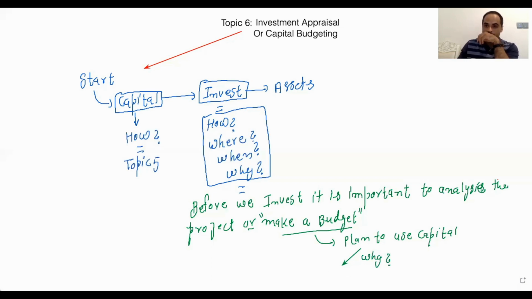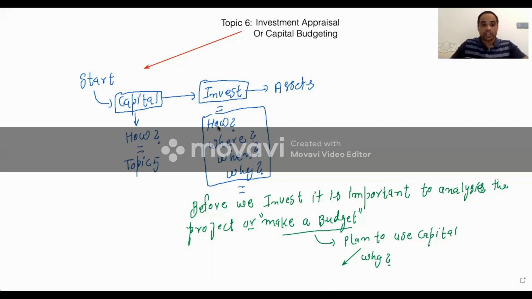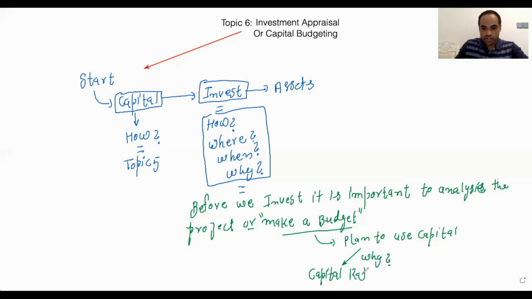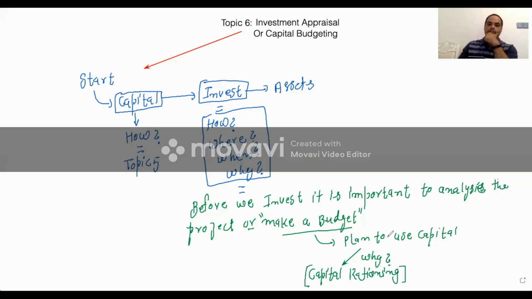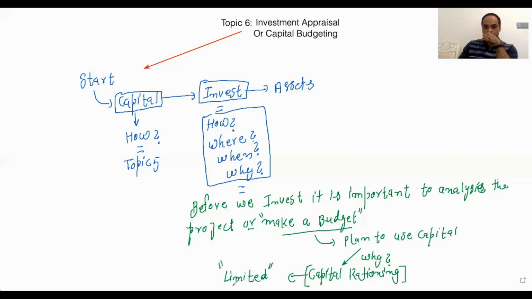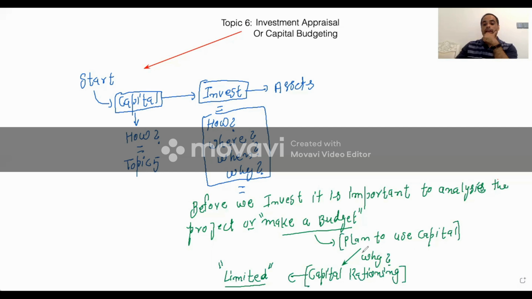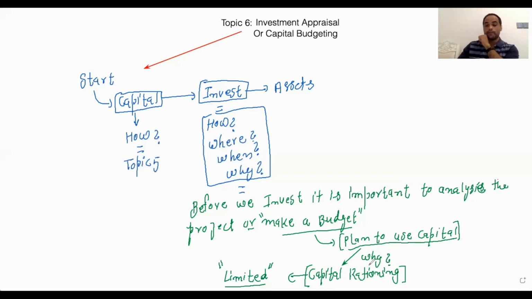The reason is that it's very important to make a plan in relation to capital because of capital rationing. Now, what does capital rationing mean? Capital rationing means capital is limited. If our capital is limited, it's very important to make a plan for capital. If you're not going to make a plan, you lose the money and you're not going to get money again.